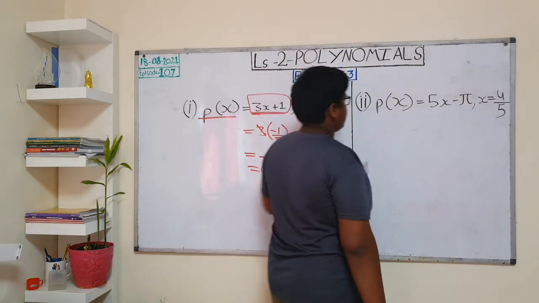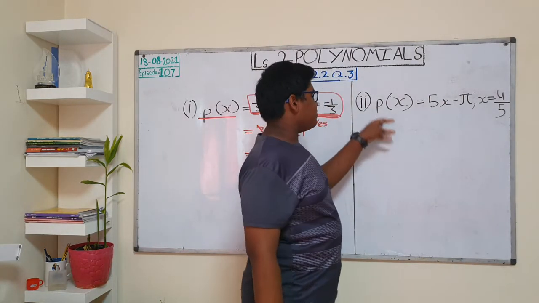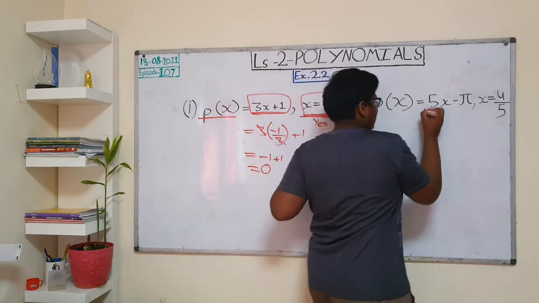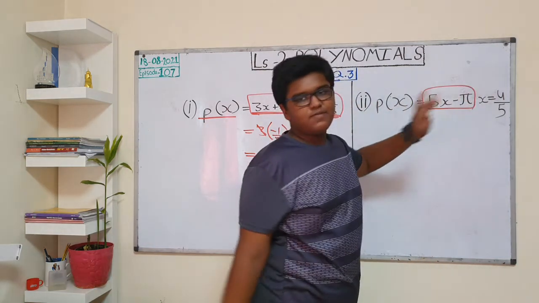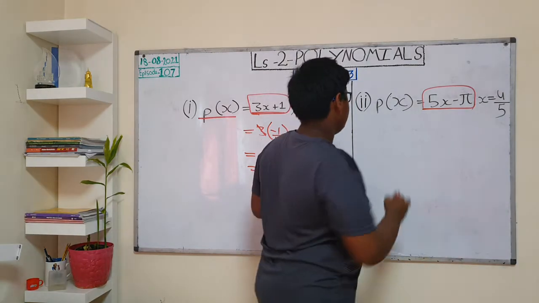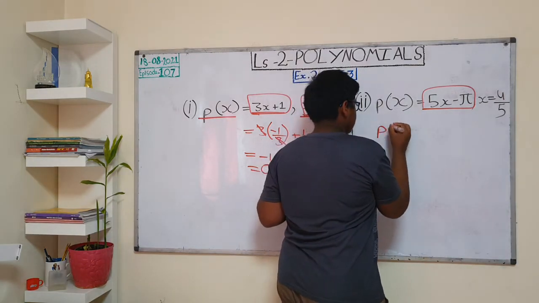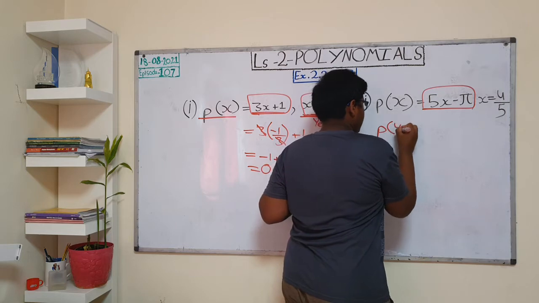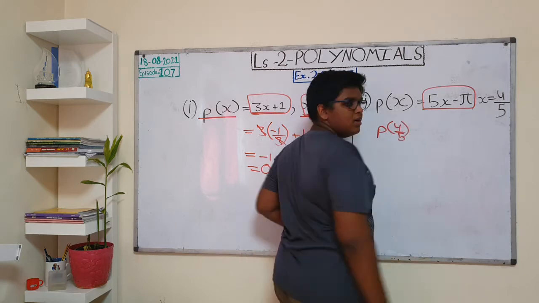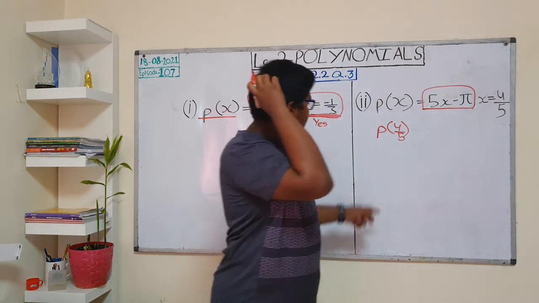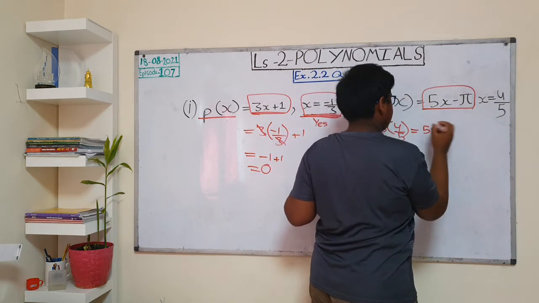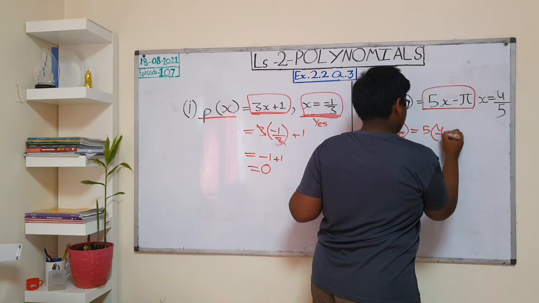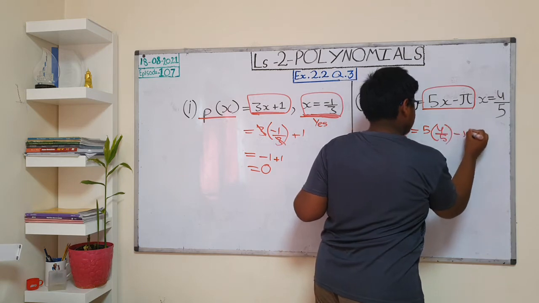Okay, now let's see the second question. The second question is P of x equals 5x minus pi. This is the question and that is the given value: x equals 4 by 5. So P of x will be P of 4 by 5, right? Then we will have 5x, and we will substitute 4 by 5 minus pi.